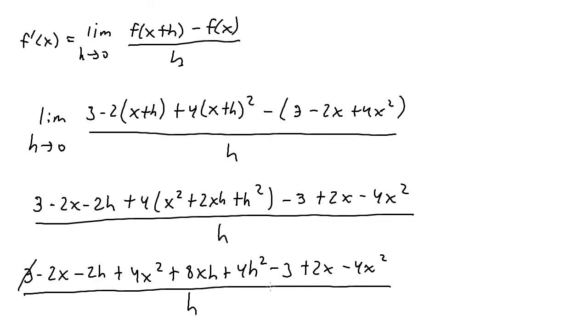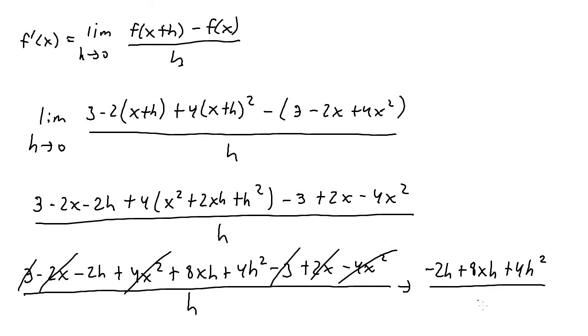So notice 3 and negative 3 will cancel. Negative 2x and positive 2x will cancel. Positive 4x squared and negative 4x squared will cancel. And so we're left with negative 2h plus 8 times x times h, and then plus 4h squared over h.